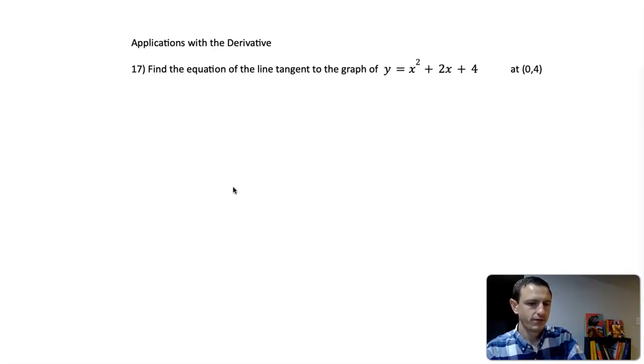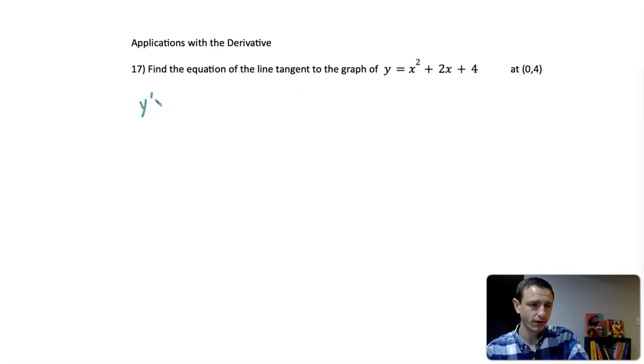So here we have an application of the derivative. It says find the equation of the line tangent to the graph of y equals x squared plus 2x plus 4 at a certain point, at (0, 4). So tangent, the line tangent to the graph, means we want to find that derivative, and then we want to do some work from there.